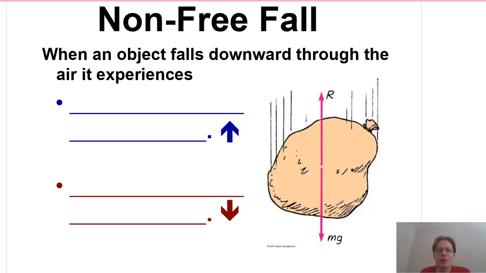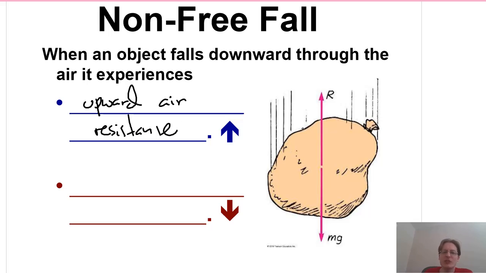Okay, so non-free fall. Non-free fall means you have to consider the effect of the air. When an object falls down through the air, it experiences an upward air resistance. That's the new effect: when something moves down through the air, it's actually colliding with the air on the way down and feels a resistance from the collisions, here labeled R, the air resistance force. It's directed upwards when an object moves down.